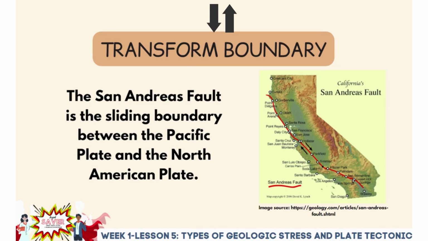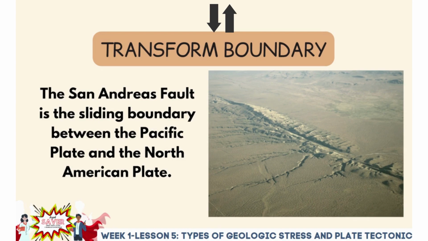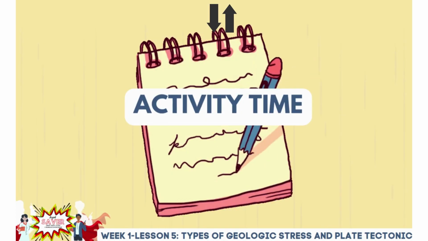The San Andreas Fault is a sliding boundary between the Pacific Plate and the North American Plate. This is a picture of the San Andreas Fault found in California, USA. These two plates here are sliding past one another.